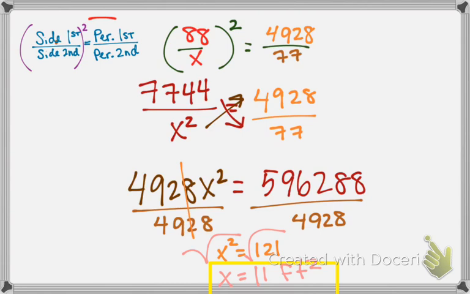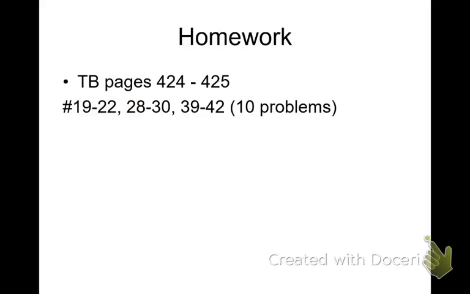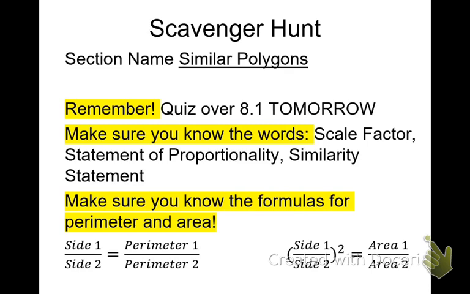So, you do have homework. It is on the board over there. It's 10 problems. Remember that at first, all your grades are homework grades. Second thing, remember you have a quiz tomorrow. Make sure you know what these words mean, because if you do not, you will not understand what it's asking for, and you will not answer it correctly. So, similarity statement, statement of proportionality, scale factor, and then you need to make sure you know those two formulas for perimeter and area.